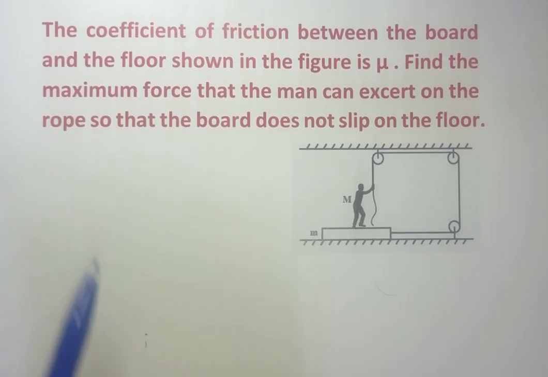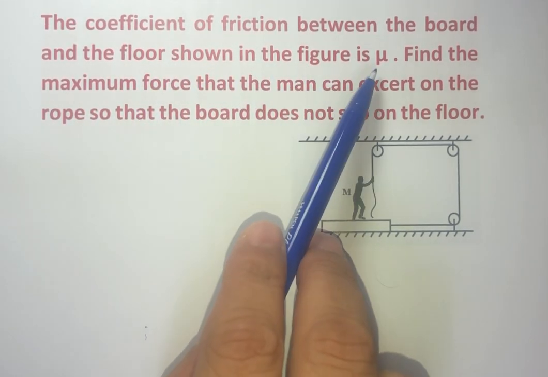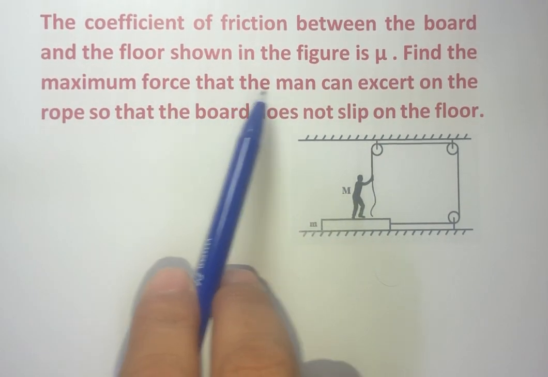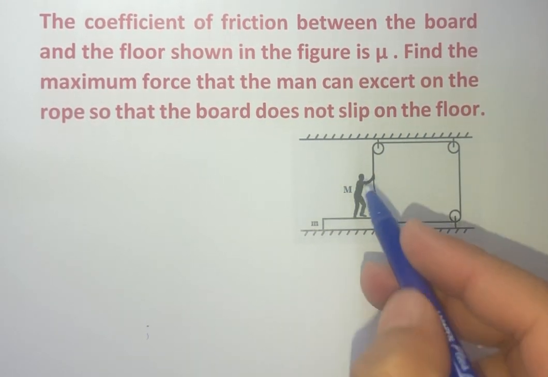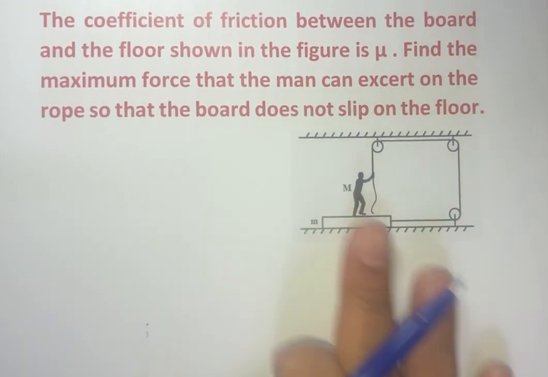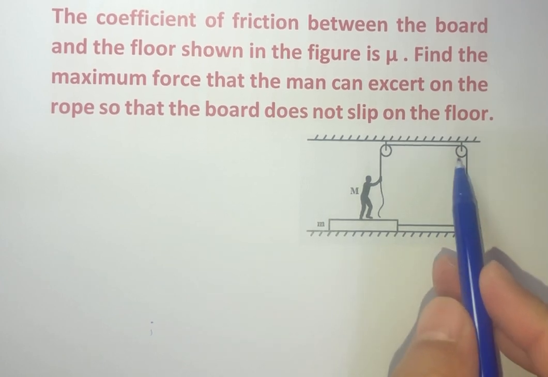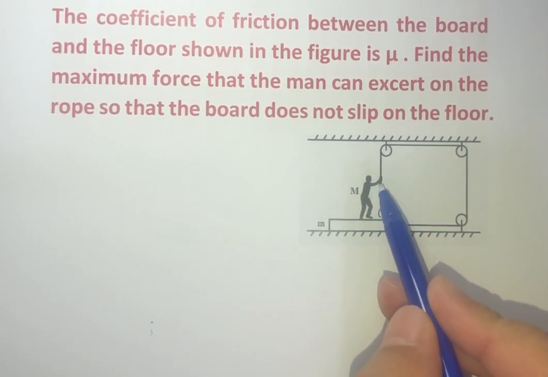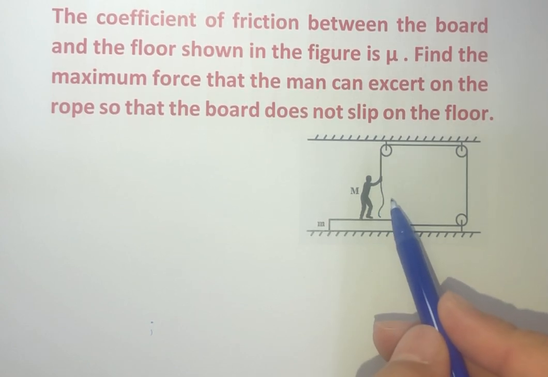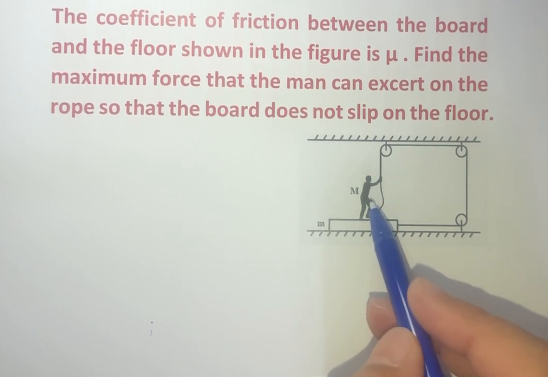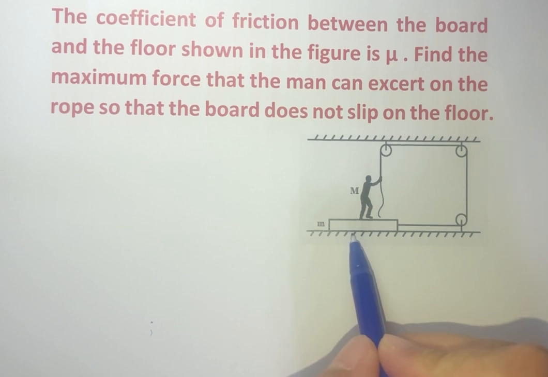Hello friends, so today's question. The coefficient of friction between the board and the floor shown in the figure is mu. Find the maximum force that the man can exert on the rope so that the board does not slip on the floor. So this is a man and this is the board M. The board is connected with the help of a string which the man is pulling, and we have to find the maximum force such that there is no slipping of the board.